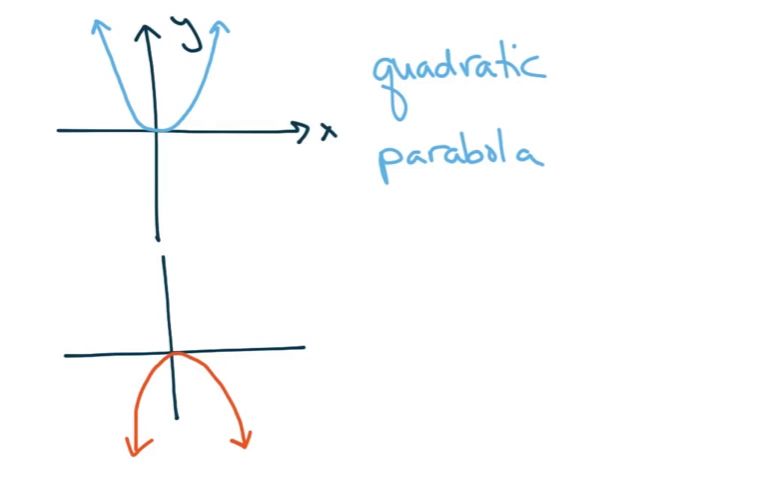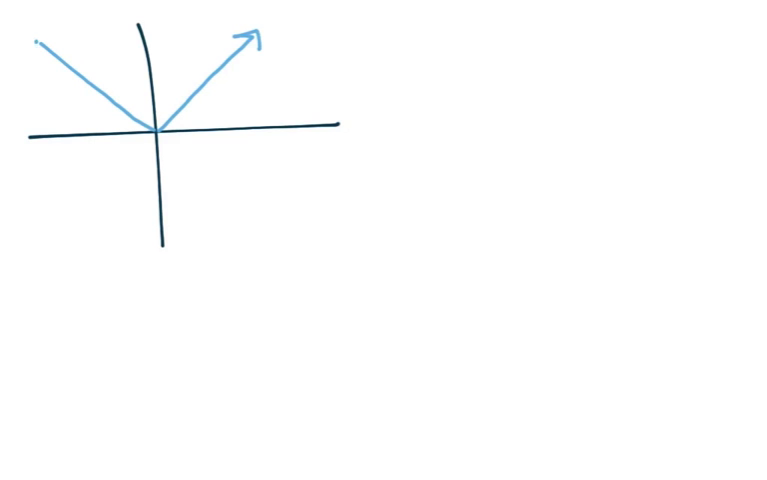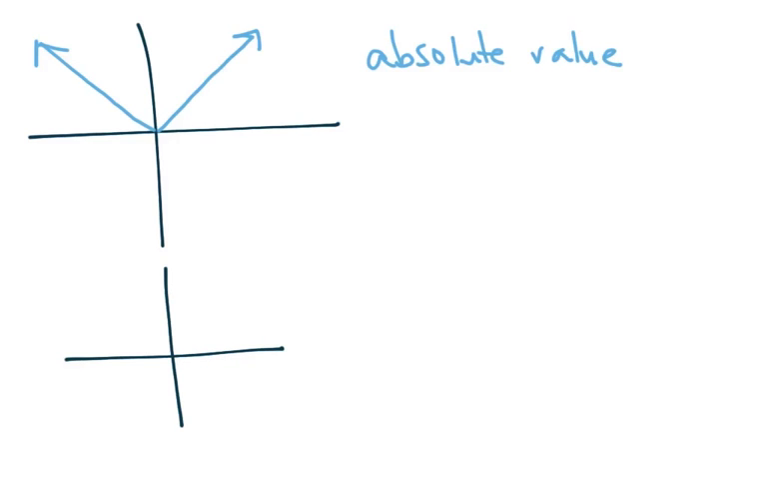The next type of function is the absolute value function. The absolute value function has a lot of similar properties to the quadratic function in that the V could open up, the V could open down. The equation is going to have an absolute value symbol in it. Remember, the absolute value symbol is the one with the bars.